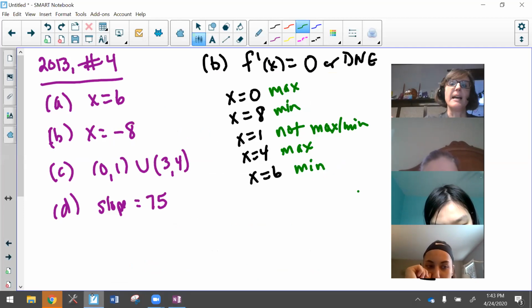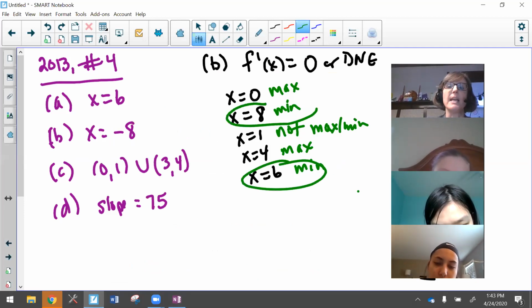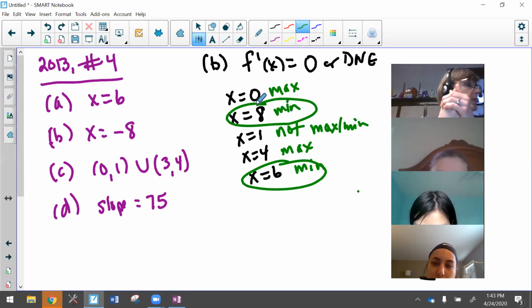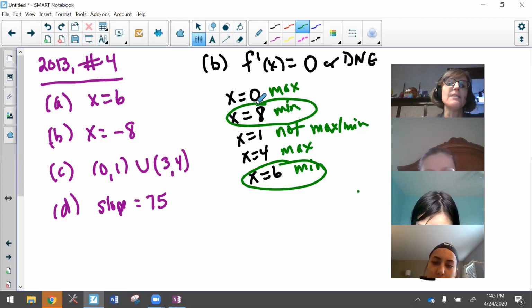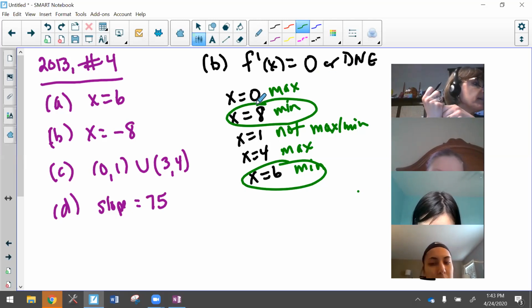so I've got my two candidates here, x equals 6 and x equals 8, and now I have to figure out which one is going to be the absolute minimum. So I actually need to figure out what f of 8 and f of 6 are. Okay.